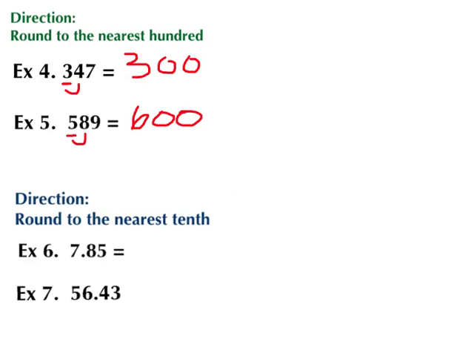For example 6 and 7, the directions read round to the nearest tenth. So you find the tenth place value. The tenth, notice it's TH, so the tenth is after the decimal. We look to the right. The 5 tells the 8 to go up, so it's going to be 7 point. We're not touching that. The 5 tells the 8 to go to a 9, 7.9. That's rounded to the nearest tenth. The 4 is in the tenth place value. The 4 looks at the 3. It says stay the same. So my answer is going to be 56.4.